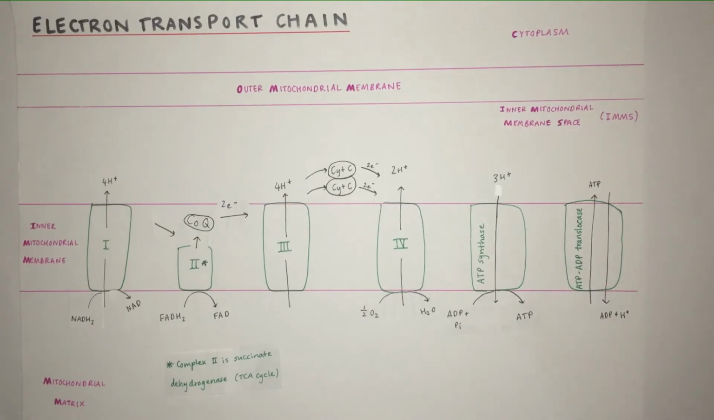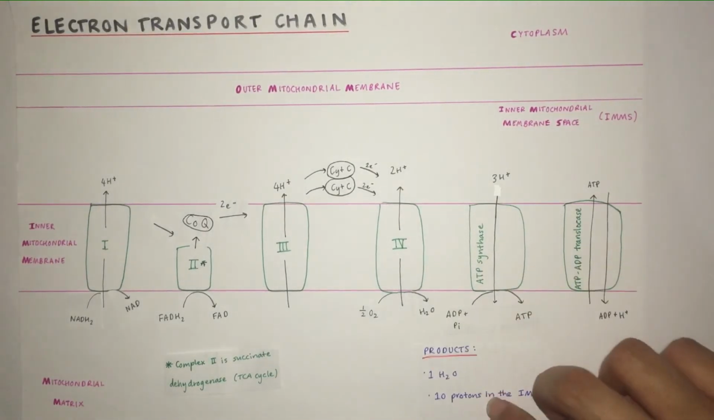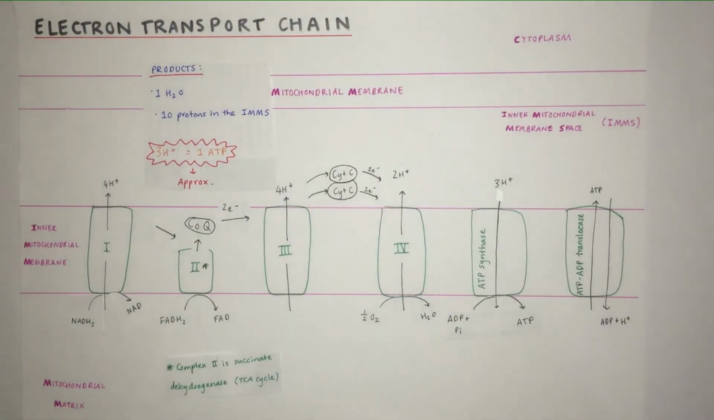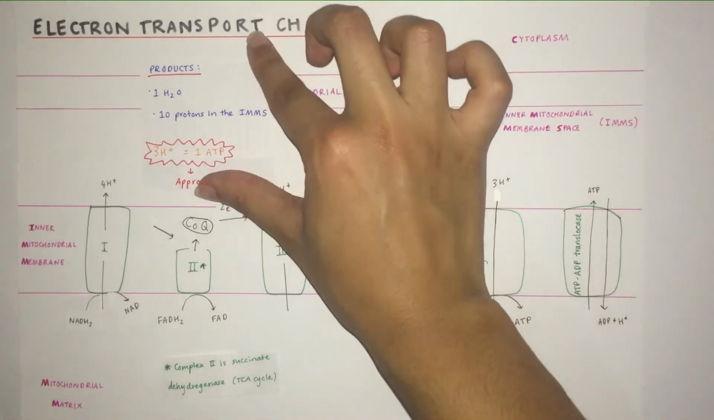So we're just going to look at what the products are and summarize them. So the products of the electron transport chain are 1 water molecule and 10 protons in the inner mitochondrial membrane space. And approximately you need 3 hydrogen ions to make 1 ATP. Approximately, not exactly, it's actually a decimal point number, but if you would like to think of it that way, 3 hydrogen ions will make you 1 ATP, and that's why in the ATP synthase step we've got 3 hydrogens coming into the mitochondrial matrix space. So those are the products of the electron transport chain.